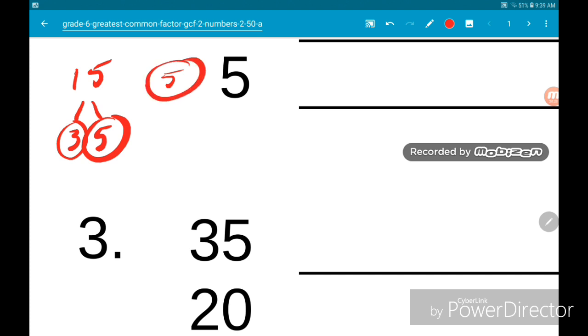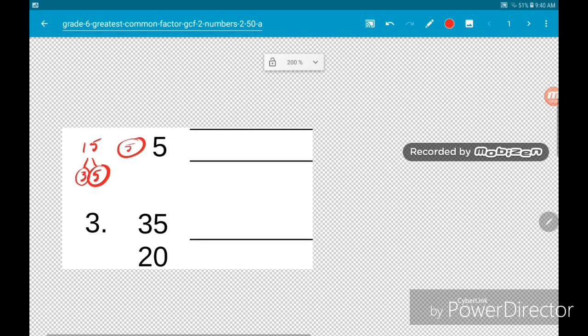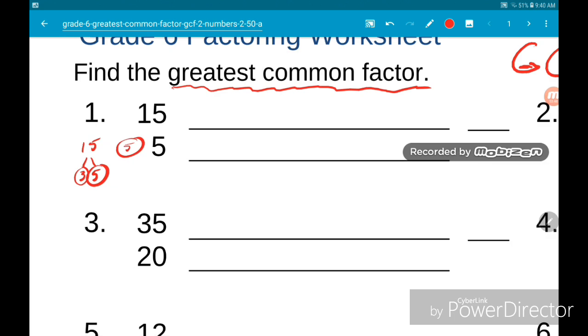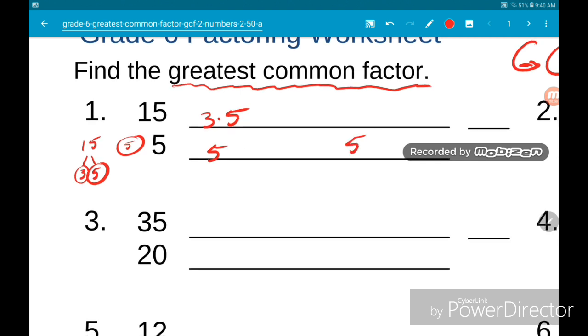Now the question is, what's the biggest number they have the same? 5. 2 5s. So the biggest number they have is 5. It shows up once. So the greatest common factor, this one's 3 times 5. This one's 5. So the greatest common factor is 5. The biggest number that goes into both of them, because 3 does not go into 5. So the biggest number they have together is 5.